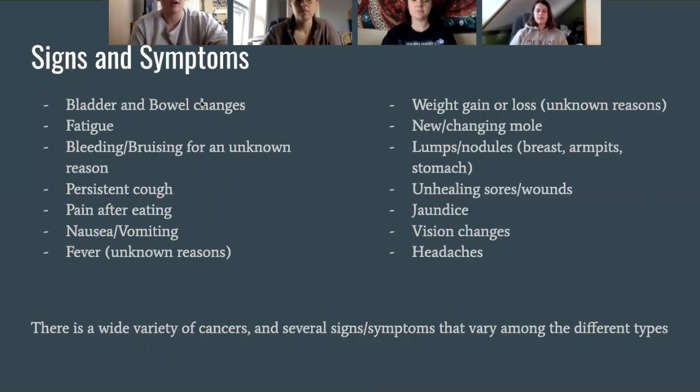new changing moles, lumps or nodules in your breast, armpits, and even stomach area, unhealing sores and wounds, jaundice, vision changes, and headaches. And like I said before, there is a wide variety of symptoms, and you might not experience these all with one certain type of cancer or the other, but just know that these are general symptoms.